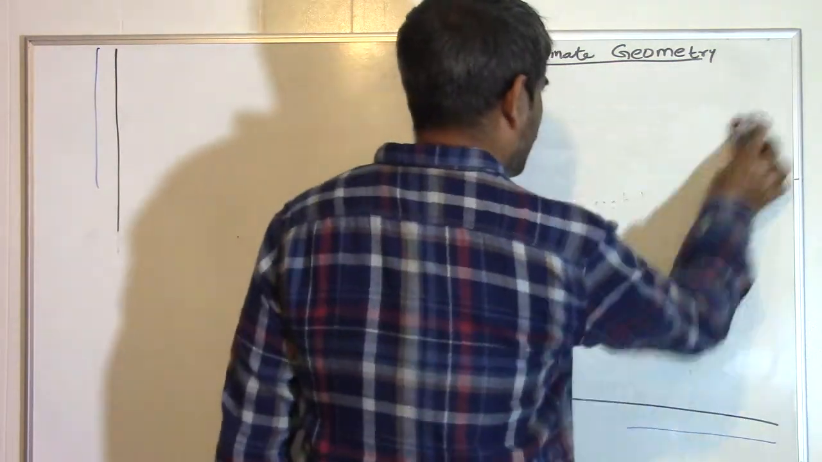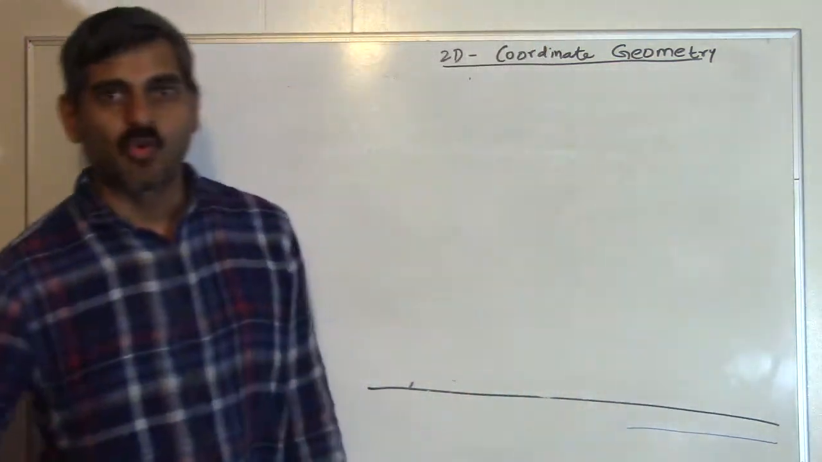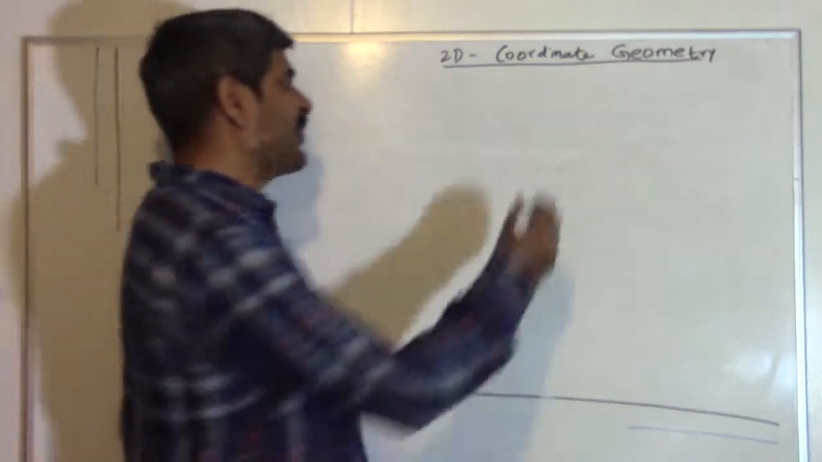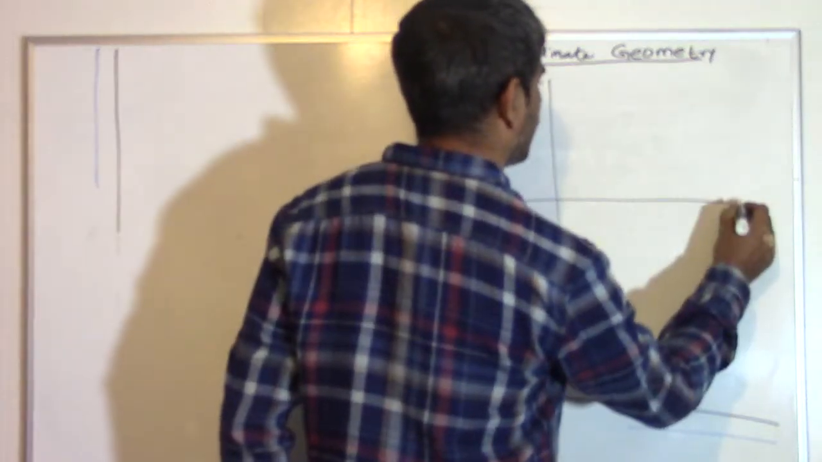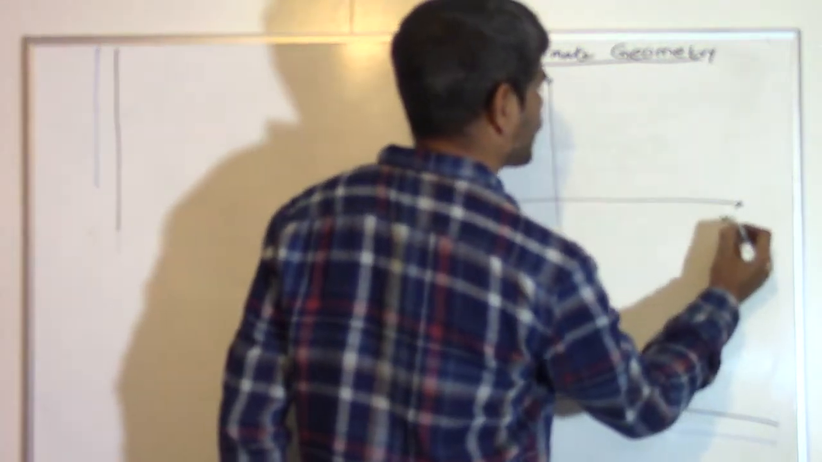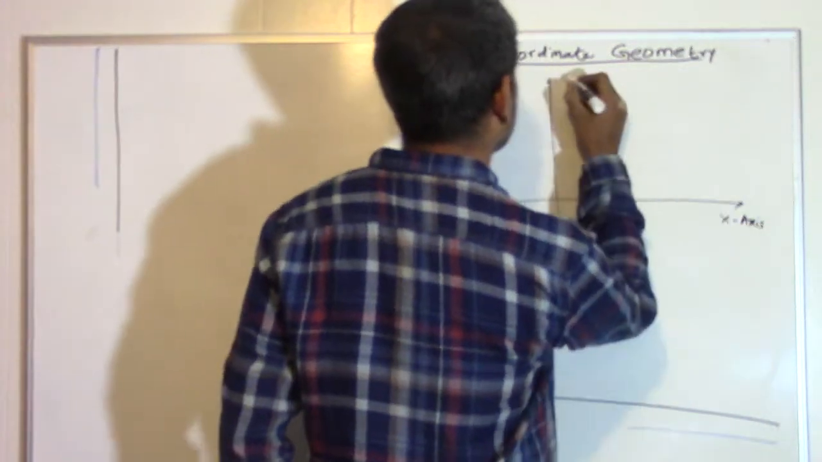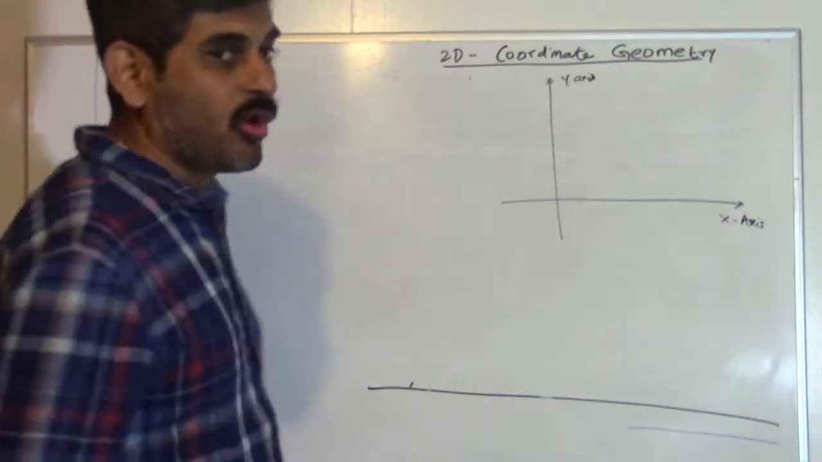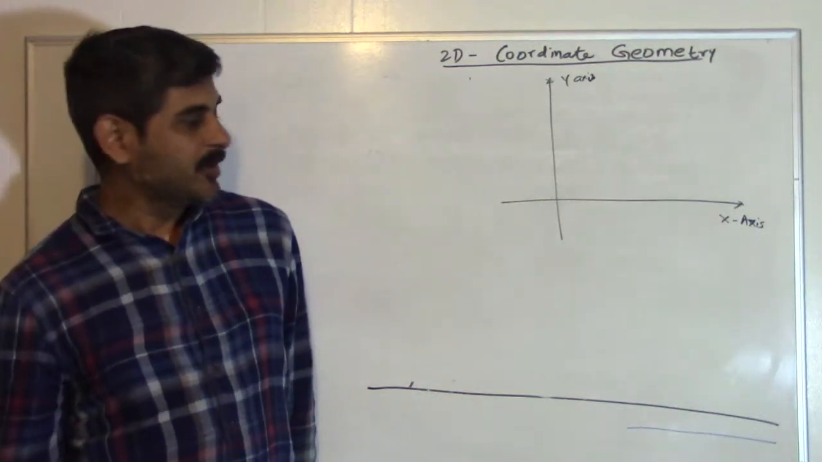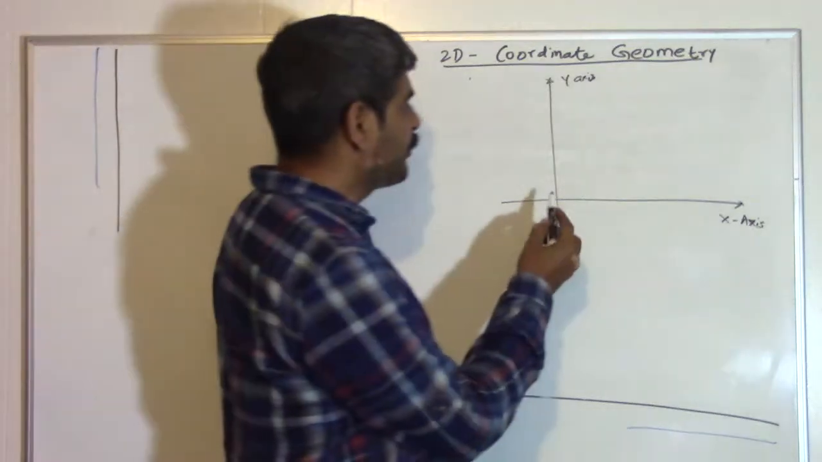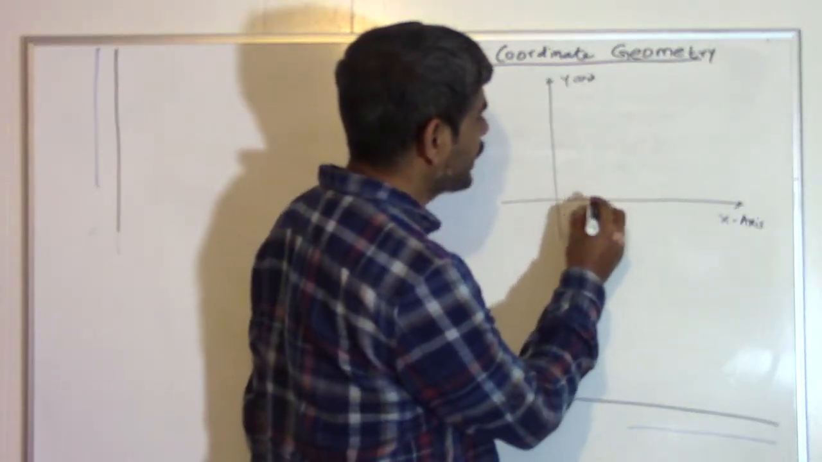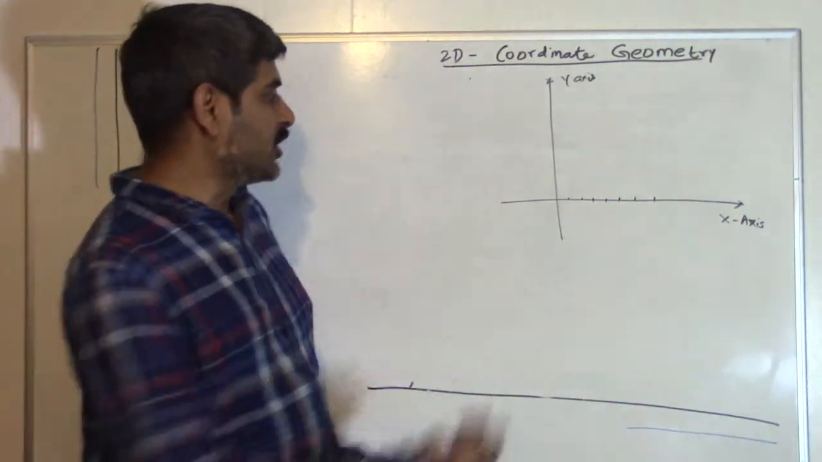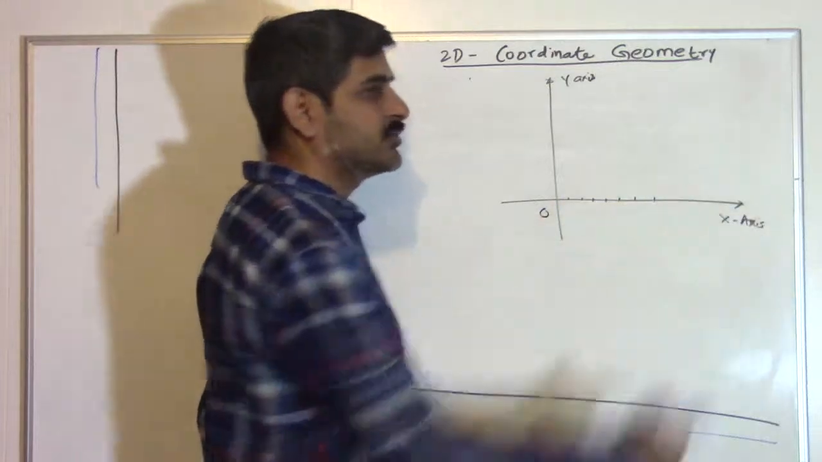So we will start with a review of class 10th coordinates in 2D geometry, where we put two axes. We call this one the x-axis, and this one is the y-axis. And a point on this coordinate axis is represented as a distance measured on the x-axis. On the x-axis we count the numbers. This is called the origin. The intersection of these lines is called the origin.